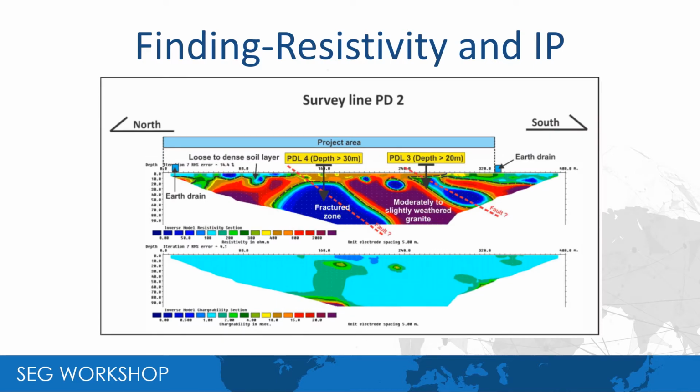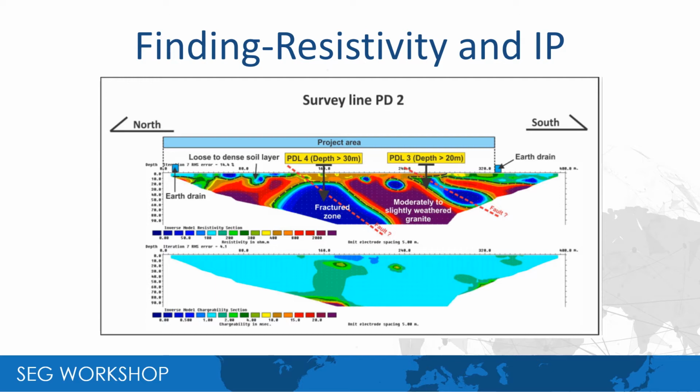And then for me and my team, this is a very nice result, and we have a correlation with the high chargeability value here, and here not so clear, but in the resistivity profile we can observe low resistivity values in the same pattern here and here. It could be the fracture zone, which we need to verify with a borehole, and that's why we propose another PDL 3 and 4 here, with a specific minimum drilling target of more than 30 and 20 meters.